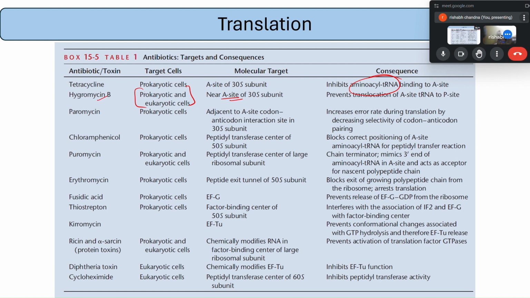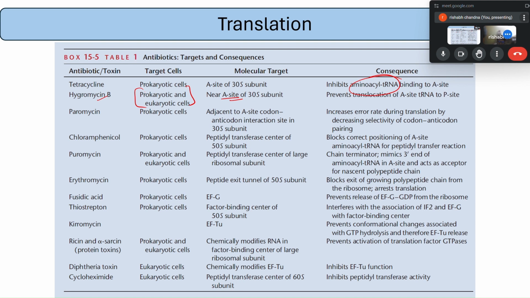Then we have paromomycin that targets prokaryotic cells, that also binds adjacent to the A site and the anticodon interaction site in the 30S subunit. So this increases the error rate during translation by decreasing the selectivity of codon-anticodon base pairing. Then we have chloramphenicol that inhibits the peptidyl transferase in the 50S subunit. So peptide bond formation is stopped.